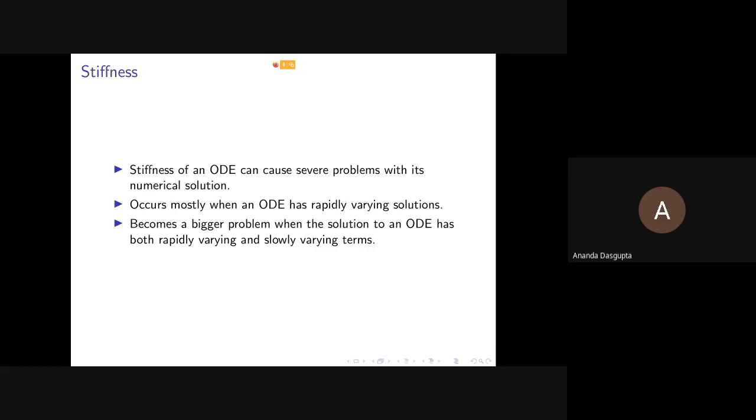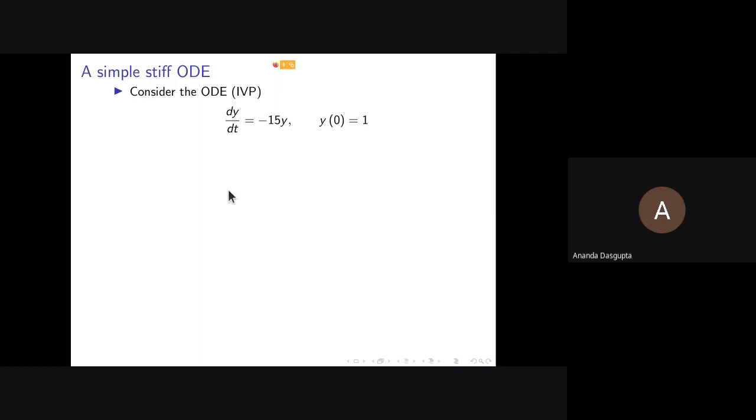So, just an explicit calculation for this. We are going to consider an initial value problem, which is a very, very simple one: dy/dt equals minus 15y with y(0) equals 1. Can anybody tell me what the solution to this equation is?